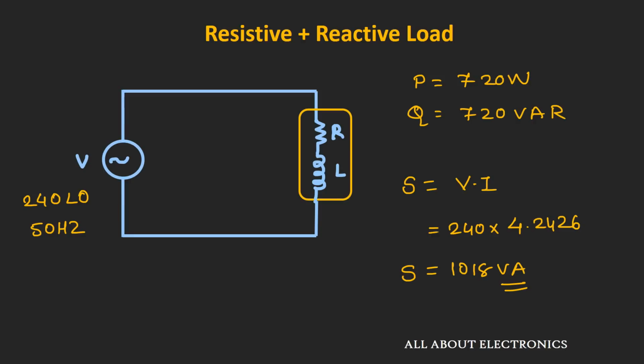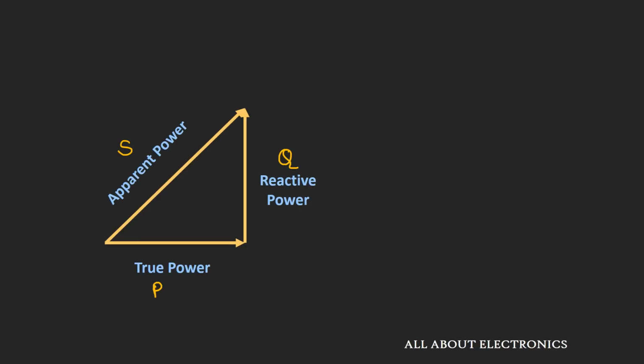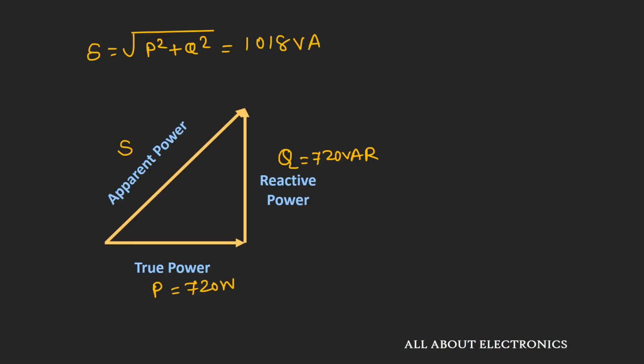Now if you want to represent these three powers on a phasor diagram, it can be represented using the power triangle. Here the true power is 720 watt, while the reactive power is 720 VAR, and the vector sum of the true power and the reactive power represents the apparent power. So the apparent power S is the square root of P square plus Q square, and it will come out as 1018 volt ampere.